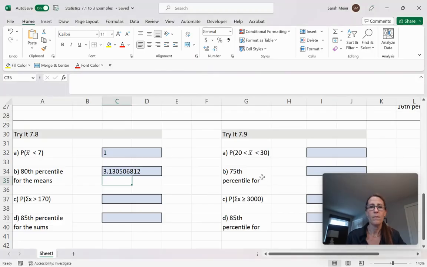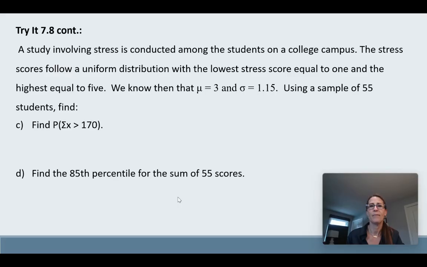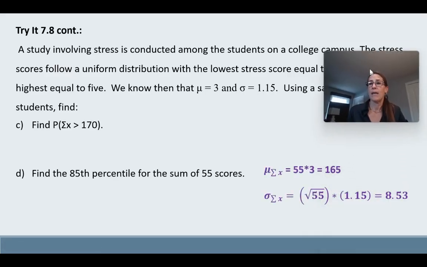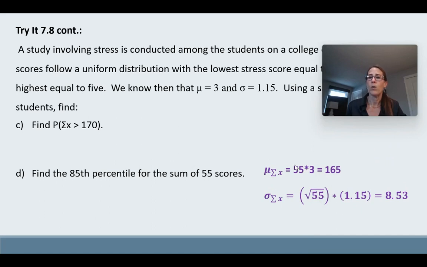So if we go over to Excel, we are going to use that information that we've already seen. Originally we were looking at the mean, and now we're looking at sums. So we have to remember that the new mean, the mean of the sum of x, and the standard deviation of the sum of x are different. Because we're looking at sample sums, our new mean is going to be our sample size times the original mean, so 55 times 3. And our new standard deviation of our sample sums is the square root of our sample size, so the square root of 55 times the original standard deviation of 1.15, which is about 8.53.